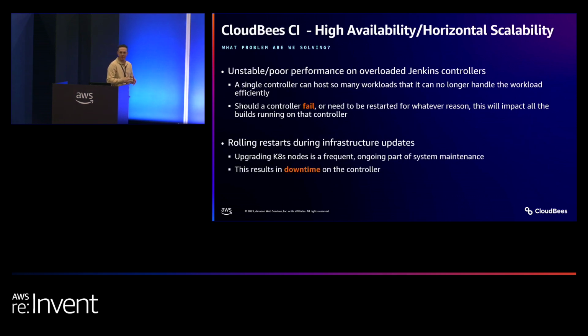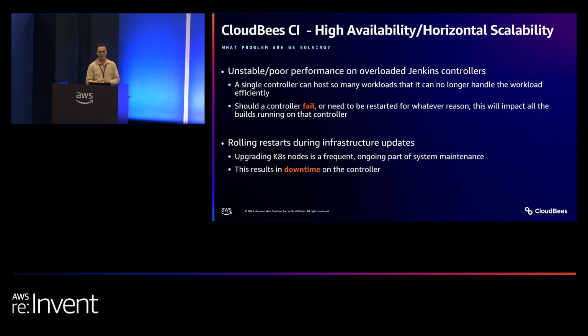So let's dive in a little bit to the high availability and the horizontal scaling capabilities that we just released. What problem are we solving? Again, I'll start with a more traditional architecture where you might be on VMware or bare metal, and that is very burdensome to manage.